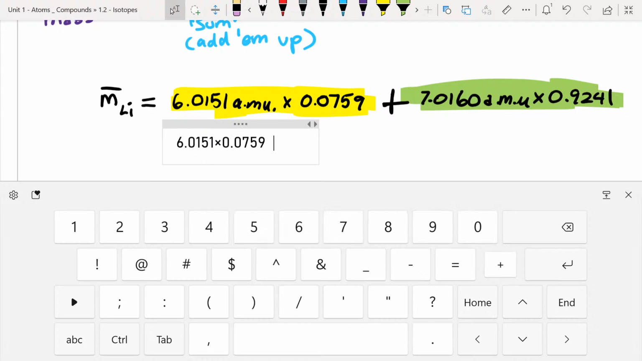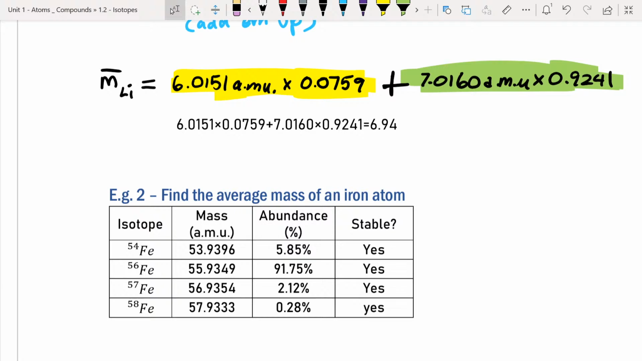0.0759. And then we have to add 7.0160 times 0.9241. And hopefully this will give me a number. I've never used it with these multiplication symbols before. Usually on a computer you use the star, right? So it might yell at me. No, it knew! Awesome! And what do I get as my number?